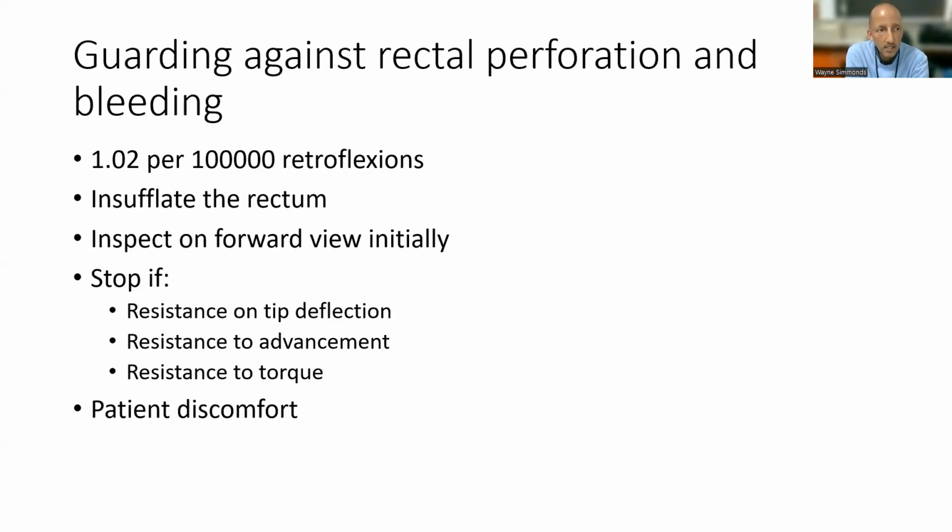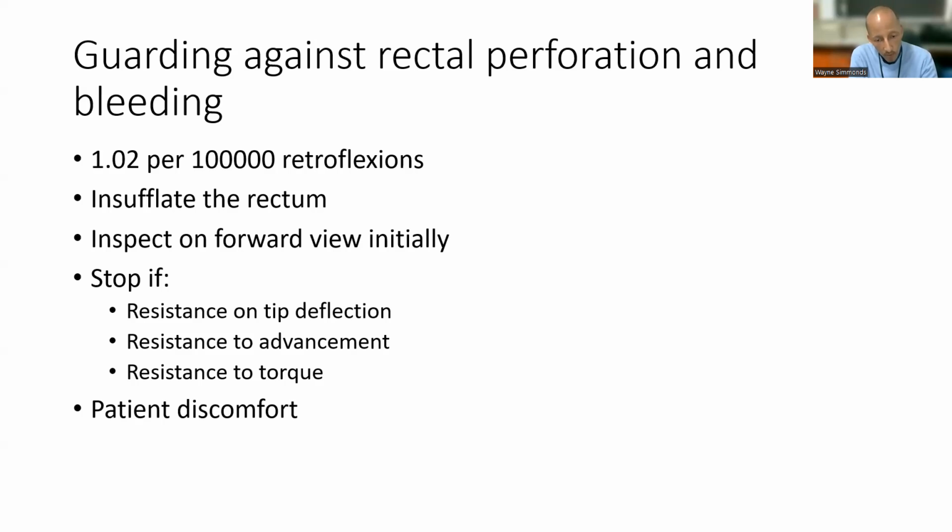The risks: the AGA also talks about 1.02 per 100,000 retroflexions resulting in a significant complication. And the ways to guard against complications in rectal retroflexion, I think, is to insufflate the rectum appropriately, to the full extent, to initially do front viewing and inspect the forward view primarily to determine whether you feel that the caliber will be adequate for the retroflexion.